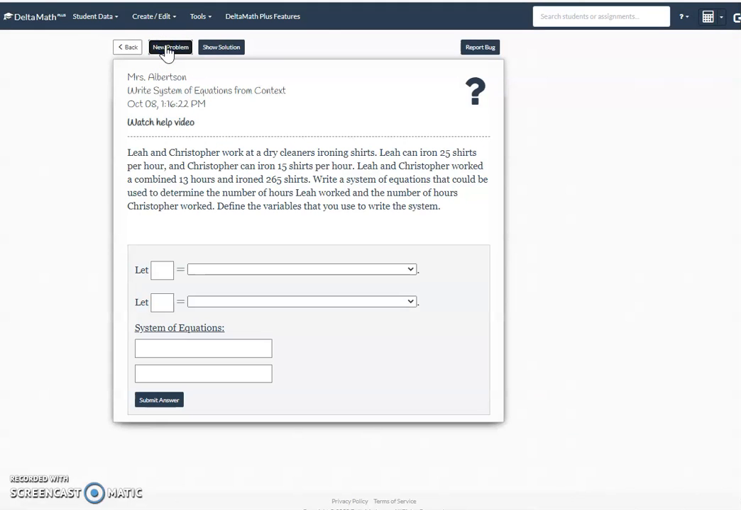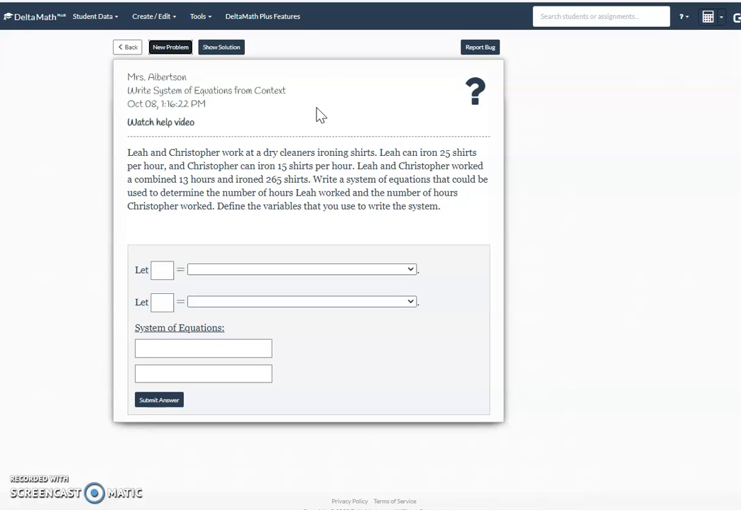All right, let's try a new question. Leah and Christopher work at a dry cleaner's ironing shirts. Leah can iron 25 shirts per hour. Christopher can iron 15 shirts per hour. Leah and Christopher worked a total combined 13 hours and ironed 625 shirts. So write a system of equations that could be used to determine the number of hours Leah worked and the number of hours Christopher worked.